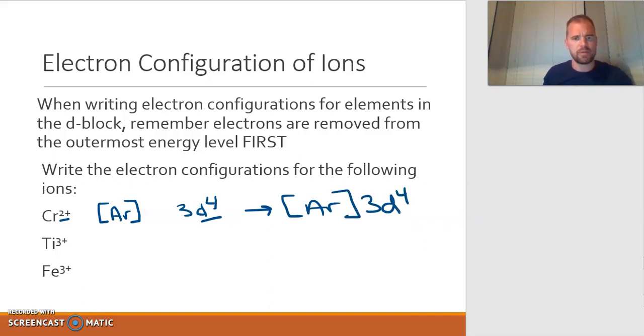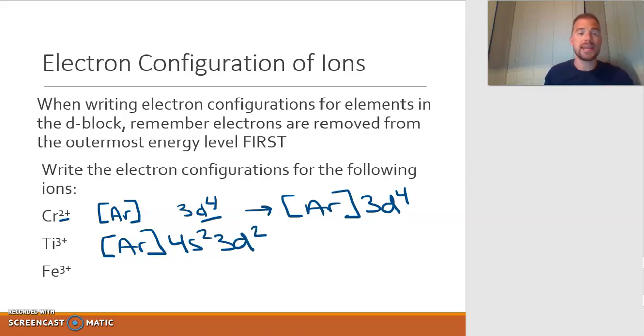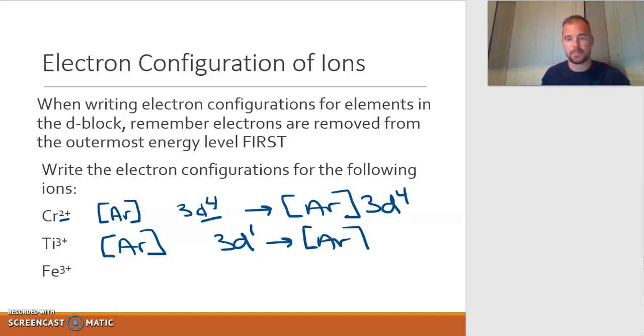What about titanium 3 plus? Well, let's just write out titanium. Titanium is going to reference argon, and then it's going to be 4s2, 3d2. So that's regular titanium. Now we need to take into consideration that it's 3 plus, so we need to remove 3 electrons. Remove from the outermost energy level first. So these 2 electrons in the 4s are gone. We need to remove one more electron. This 3d2 now becomes 3d1. So I'm going to rewrite that without the gap, just like that.